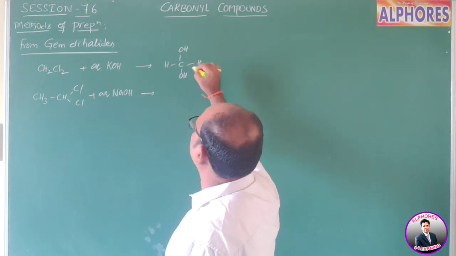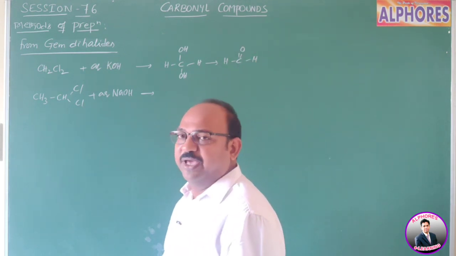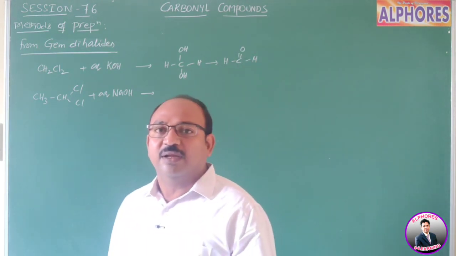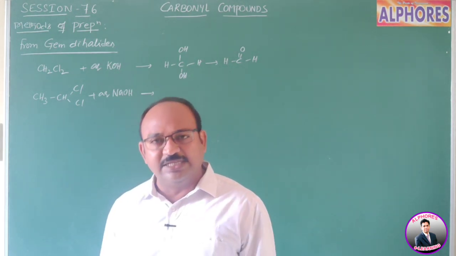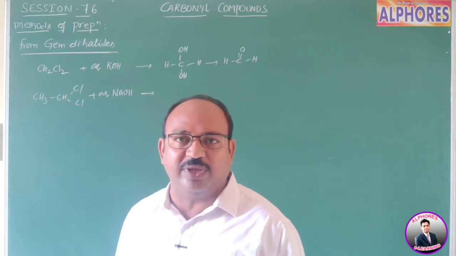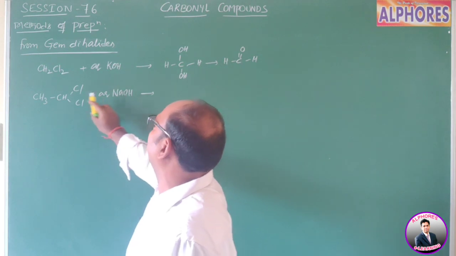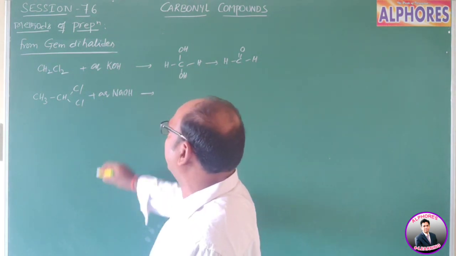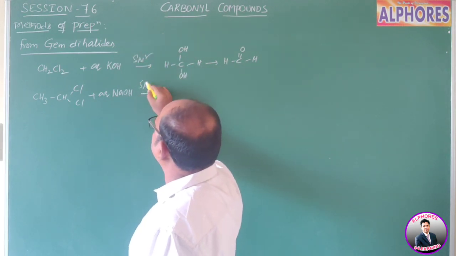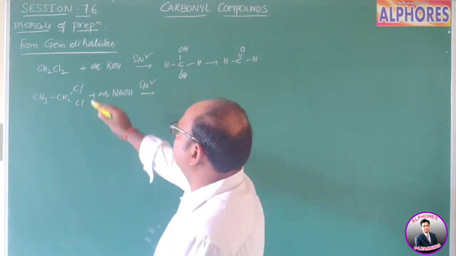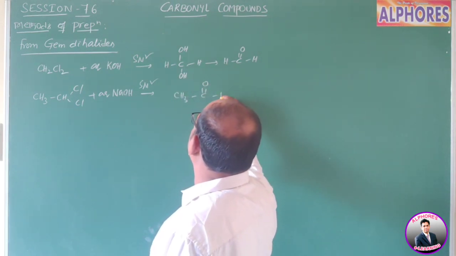So one carbon is now bearing two OH groups. It loses a water molecule, and you can write it like this: HC double bond O. Normally one carbon does not bear two OH groups. For that, the adjacent carbon atom must possess electron withdrawing groups; in such a case, the gem diol can be stabilized, otherwise it is unstable. Similarly, ethylene chloride upon reaction with aqueous alkali, also by SN2 mechanism, Cl will be displaced by OH and we get the product CH3, C double bond O, H.